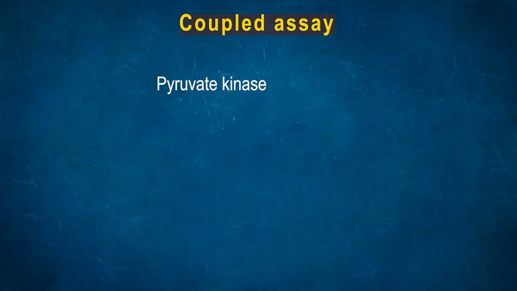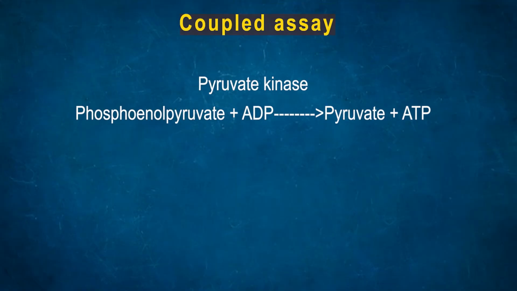Now coupled assay. So direct assay means we can measure directly the absorbance of the substrate or the product. Sometimes neither substrate nor product may have absorption within the visible or UV range. Say for example in case of pyruvate kinase, which transfers phosphoenol pyruvate and ADP to pyruvate and ATP, neither substrate nor product has absorption.